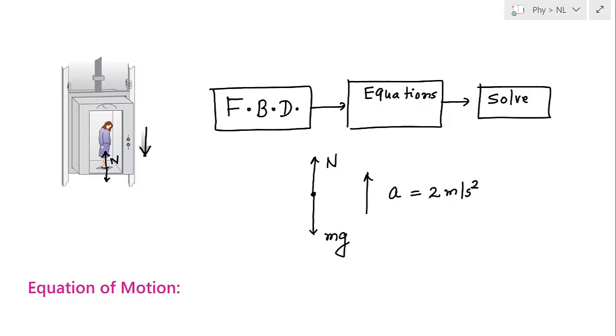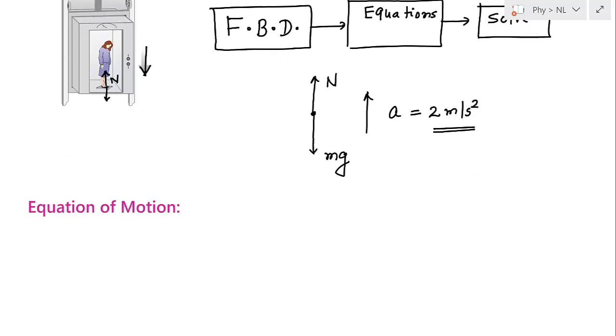In other words, you can say since this elevator is decelerating in the downward direction, it is basically accelerating in the upward direction, and that is the magnitude is 2 meter per second square. Now I know by free body diagram I can apply or I can write equation of motion. So the total forces in the y direction is equals to mass into acceleration in the y direction.